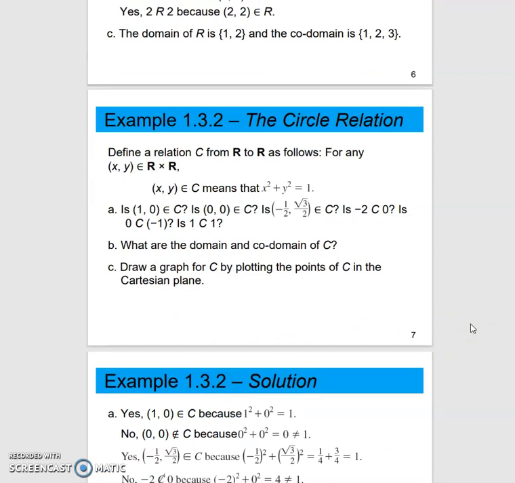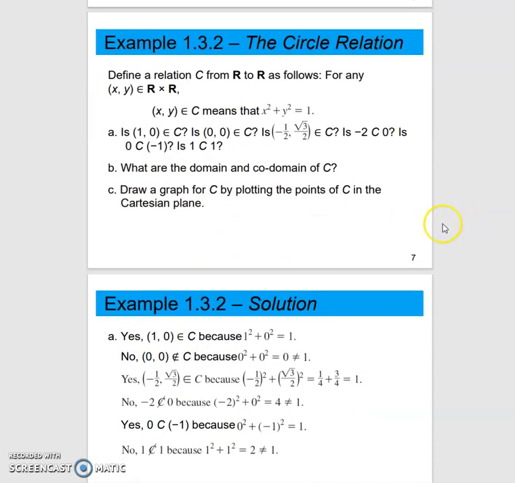Let's look at another relation, specifically the circle. We've got the real numbers as both of our sets, so we've got real cross real. And our relation C means that x squared plus y squared is 1. Let's take a couple of numbers and see if they work. Let's start with (1,0). Is that in this relation C? If I plug it into my equation, 1 squared plus 0 squared equals 1 is a true statement. So we'll say yes.